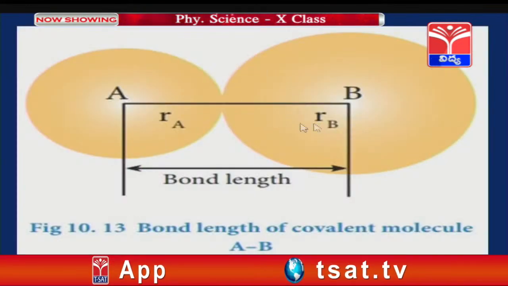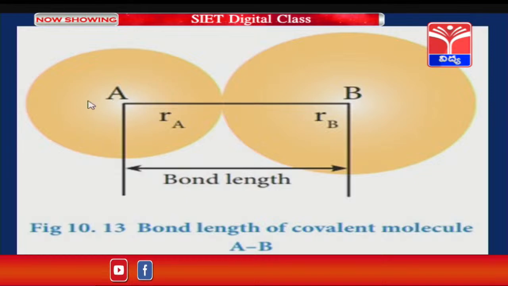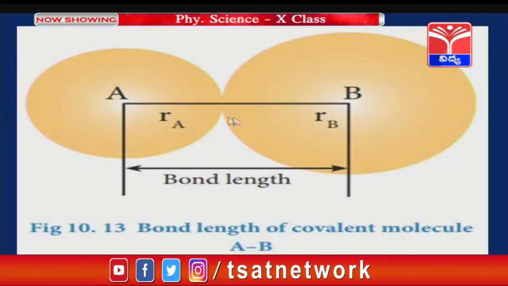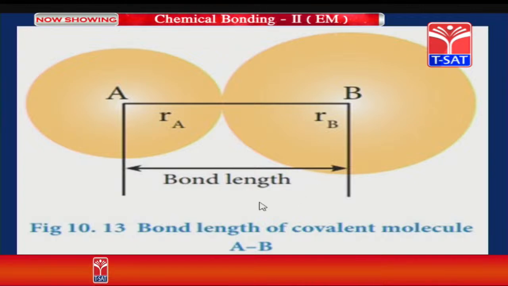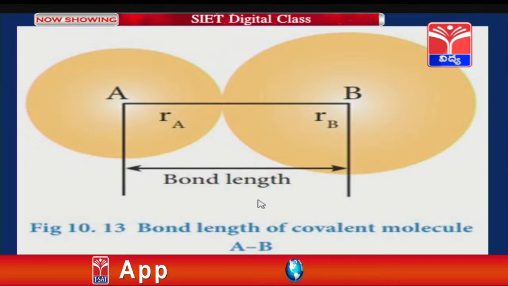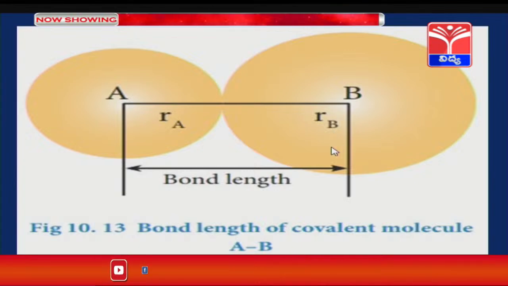A and B are the two atoms of a molecule, and this is the nucleus of atom A and this is the nucleus of atom B, and the distance between atom A and atom B nucleus is called the bond length. So, the bond length of a covalent molecule is the distance between the nuclei of the two atoms which have shared a pair of electrons.